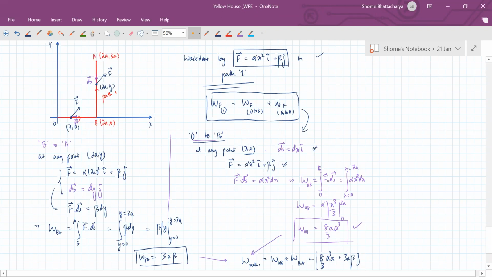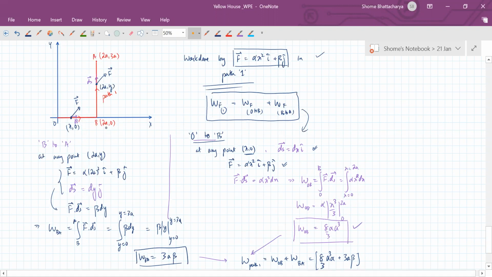And now that F dot ds has to be integrated from the initial to the final point. So just substitute F dot ds as this dot product, which is alpha x square, and put the proper limits. At the point O, the x coordinate is 0. At the point B, the x coordinate is 2a. The variable of integration is x over here, and carry out the integration.